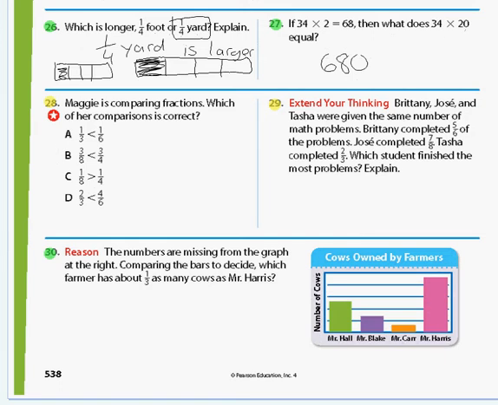The numbers are missing from the graph at the right. Comparing the bars to decide which farmer has about 1/3 as many cows as Mr. Harris. This is Mr. Harris's cows right here. We're trying to find the one that has 1/3 the amount of cows that Mr. Harris has. If we look at Mr. Hall, he looks like he has about half as many. So we're going to mark off Mr. Hall.